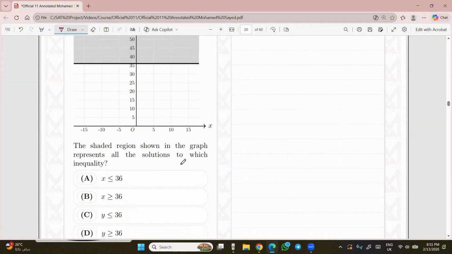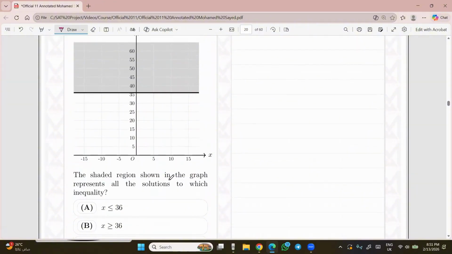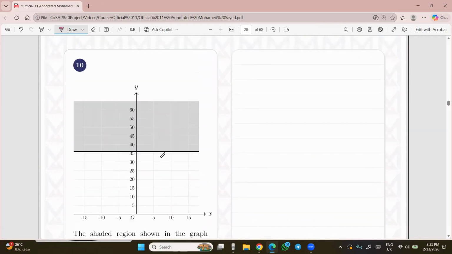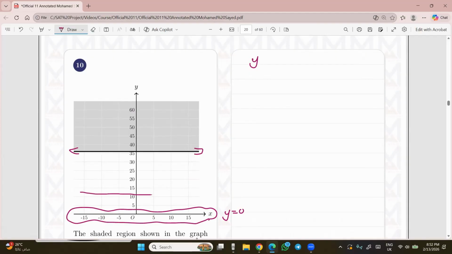Number 10, we have this graph, and the shaded region shown in the graph represents all the solutions to which inequality. Here, guys, we have the horizontal line, as you can see. The horizontal line always has an equation of y equals something, not x. Even the x-axis itself has an equation, which is y equals 0. This line right here is y equals, for example, 12. This line is y equals 25, and so on.